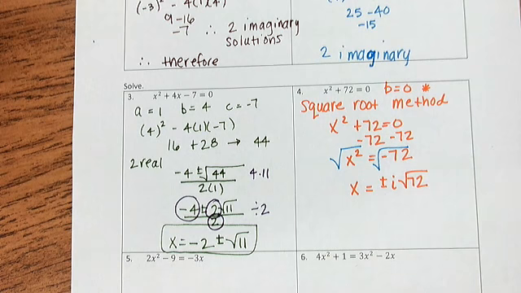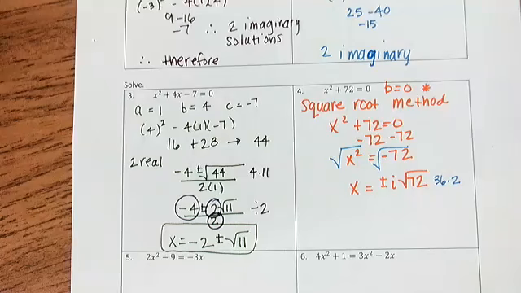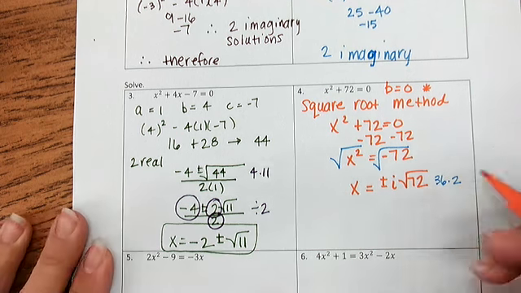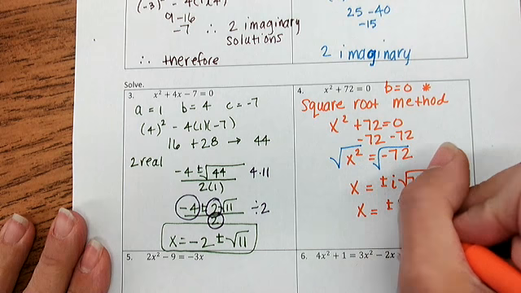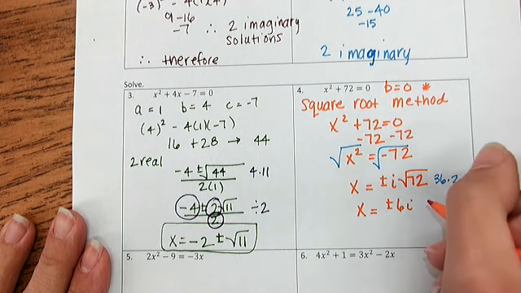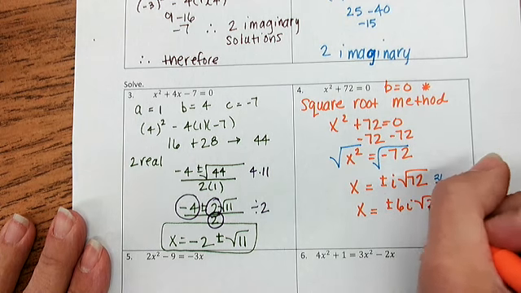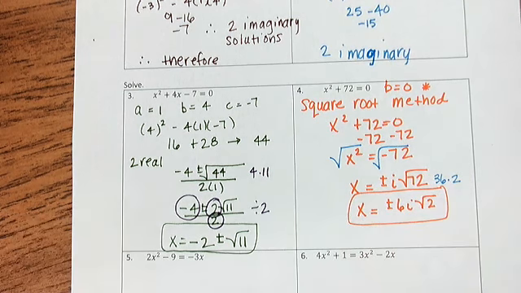72 is 36 times 2. You can use 9 times 8, but you're going to have to do it twice then. So use the highest perfect square. Square root of 36 is 6, so that comes in. It goes after the plus or minus sign, after the plus or minus, because we're multiplying root 2. There you go.